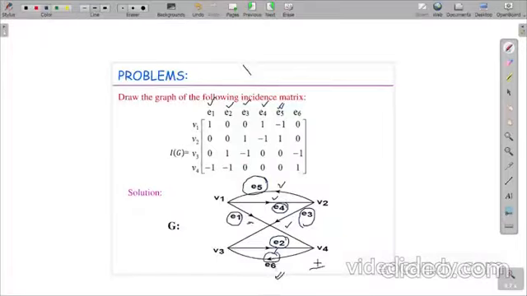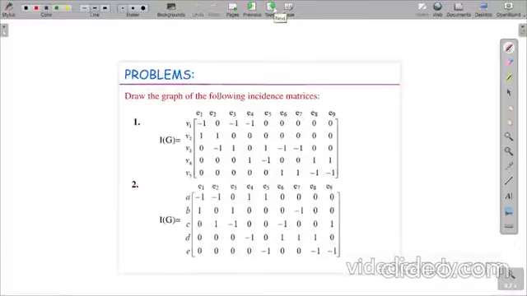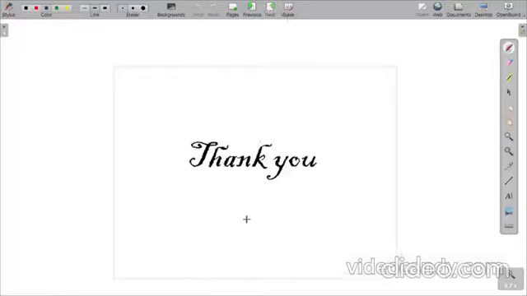How will you draw the graph from the matrix? There are another two matrices given. We can draw their graphs so easily. So I leave it for your homework. So thank you. This is up to this.